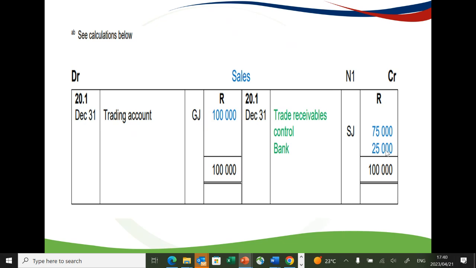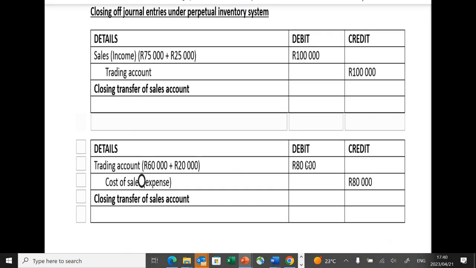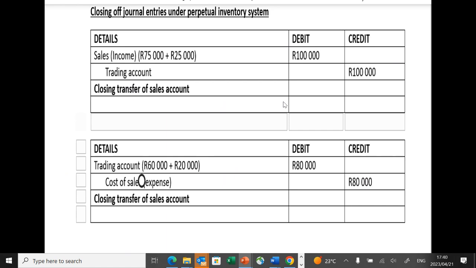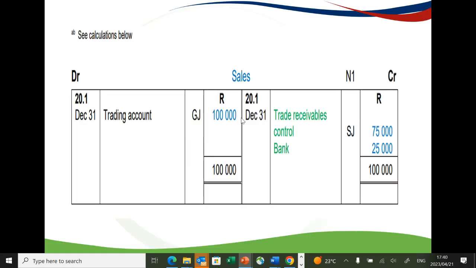When we credited sales by 25,000, what did we debit? We debited bank. That's why we write bank there. Let's go back. Is there any other transaction that affects the sales? So we've taken this 25, then let's go to the next one. You can already see here that on the sales account, the credit side is more than the debit side, and the credit side amounts to 100,000. So both sides must be equal to 100,000.